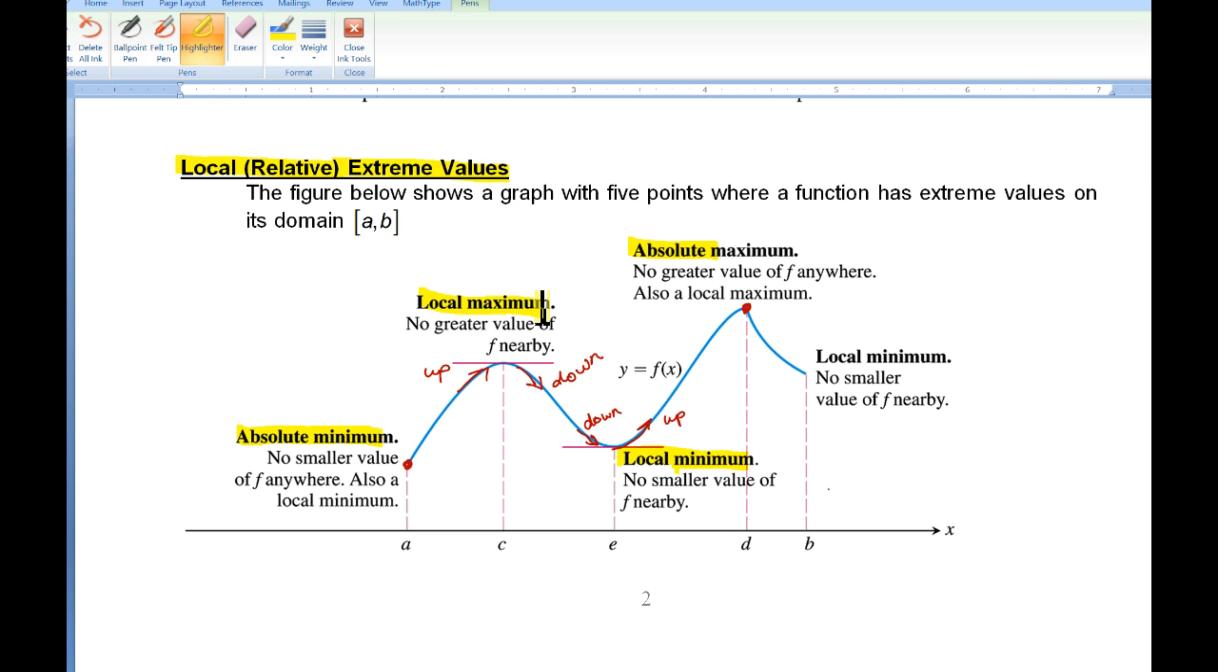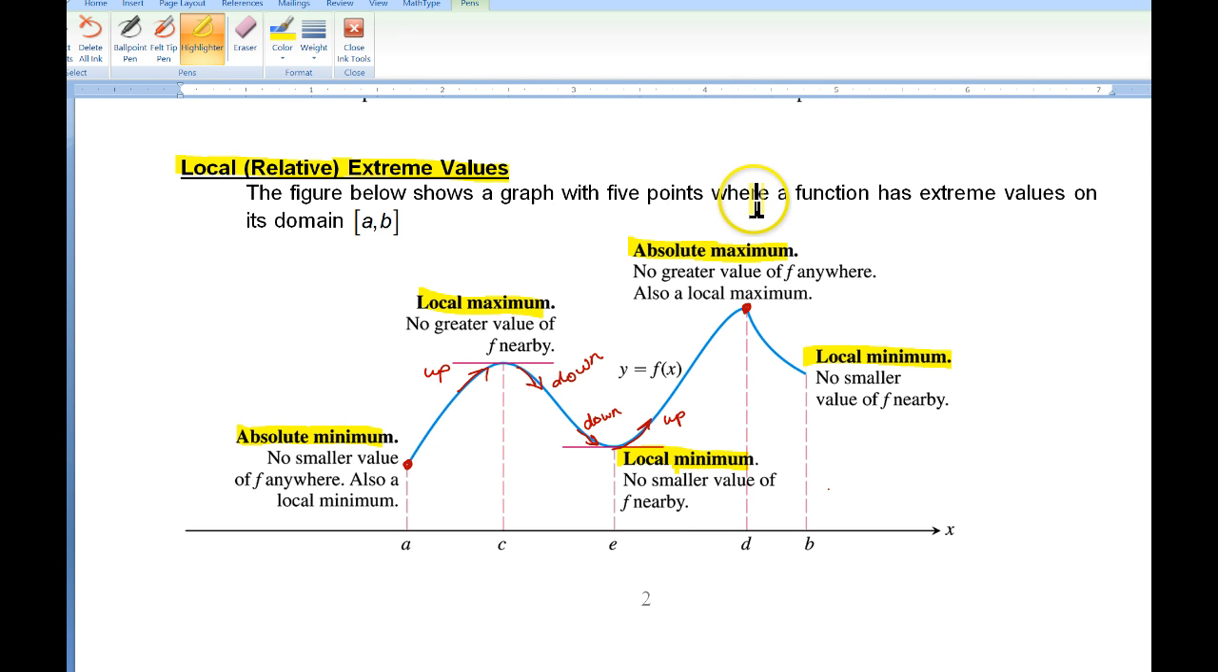And then here we're just going down, but it's an endpoint, so that qualifies as a minimum. So you have a combination here of local maximums and minimums, and then you have the absolute. Absolute also qualifies as a local maximum or minimum, but it has the added piece of being the highest point on the graph or the lowest.